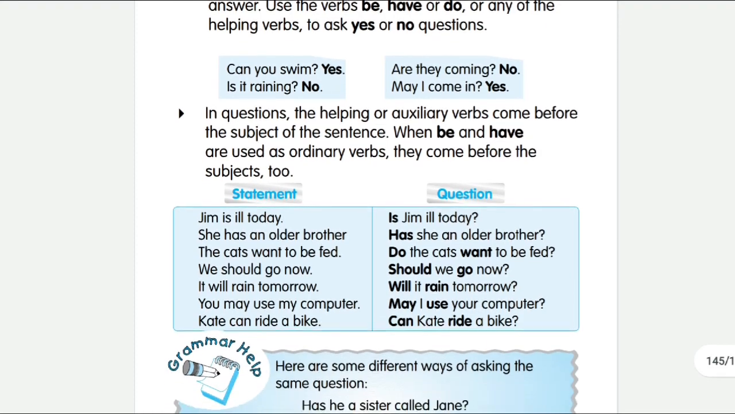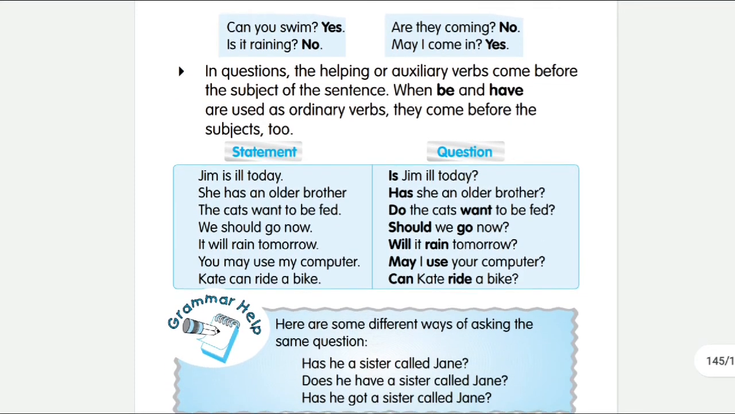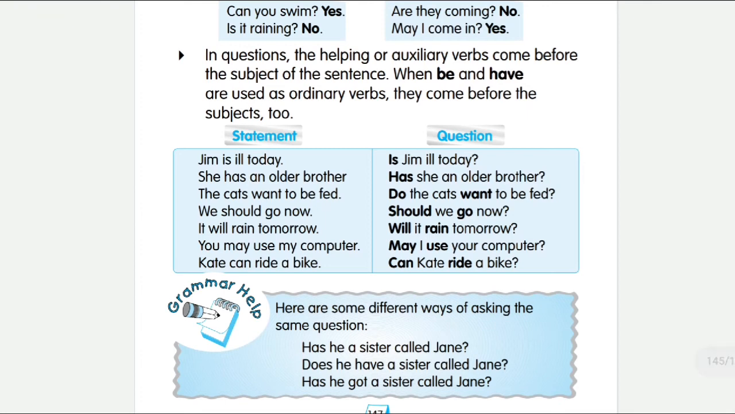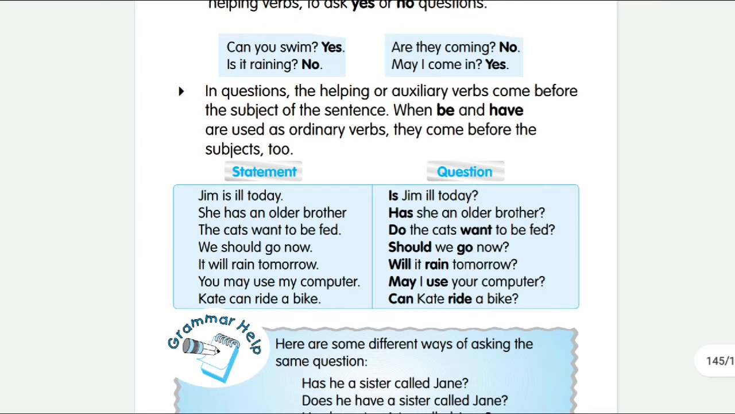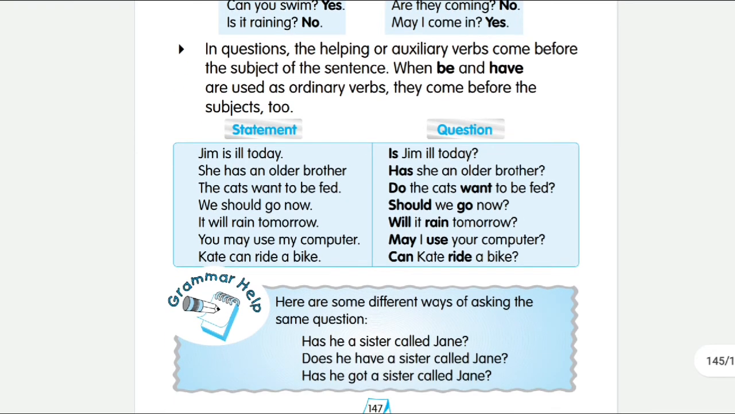In questions, the helping or auxiliary verbs come before the subject of the sentence. Means can you, are you, may I, all these formats you are using here when be and have are used as ordinary verbs. You can see here the statement, Jim is ill today. If you have to convert this into a question, it is: is Jim ill today? You simply interchange Jim and is. The be verb will come first.